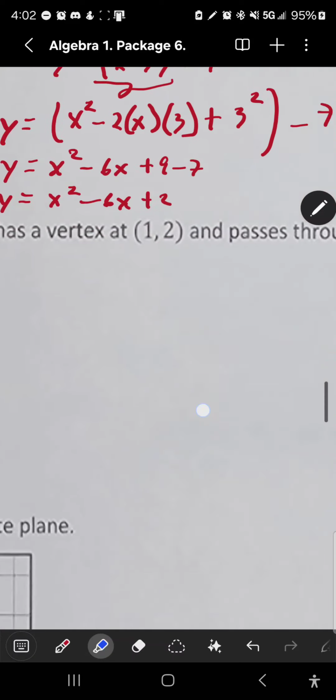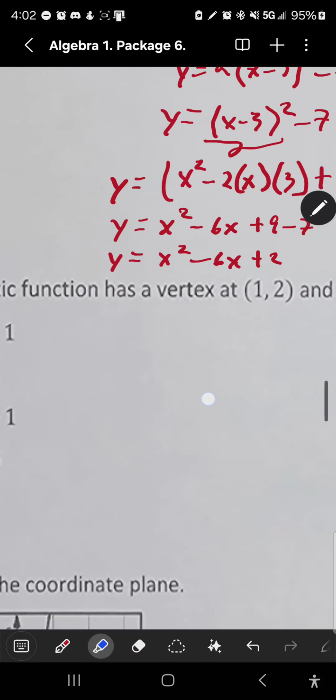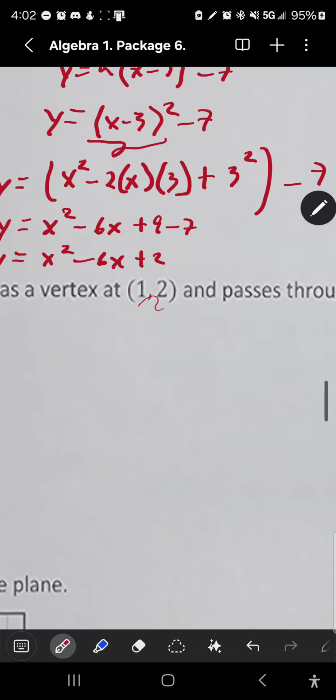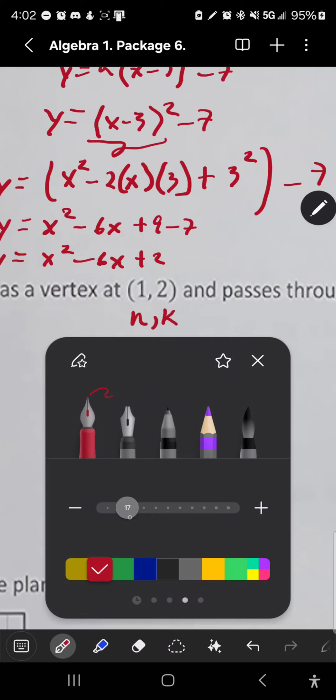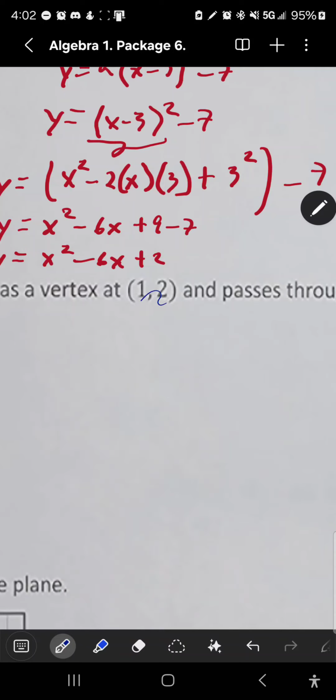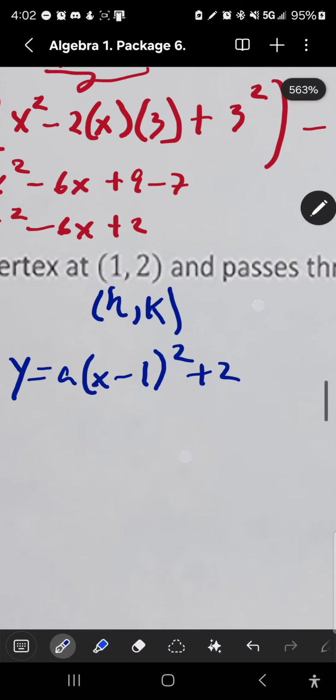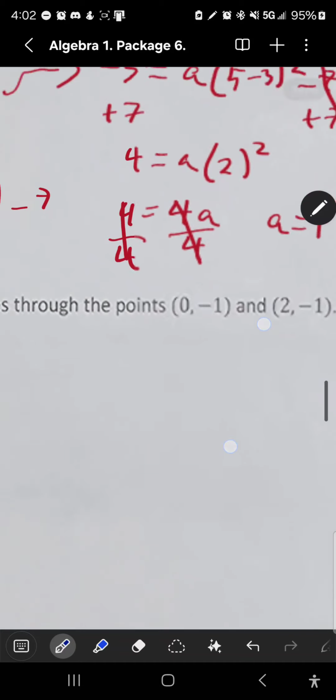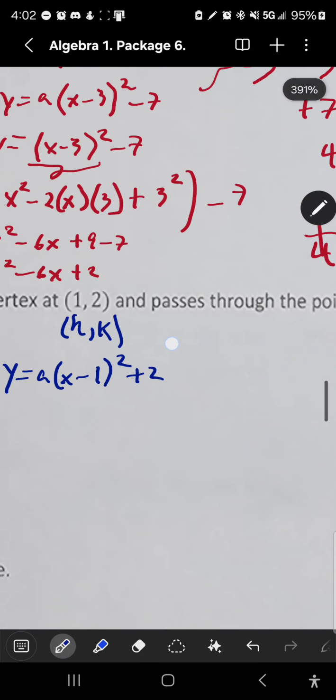Now, the graph of the quadratic function has a vertex at, okay, it's exactly the same as we did before. We have the vertex, this is our h, this is our k. Let me use another color. So we have that y equals a(x minus h) squared plus k, so a(x minus 1) squared, and plus k, so plus 2. Now we need to select a point. I'm going to select (0, negative 1).